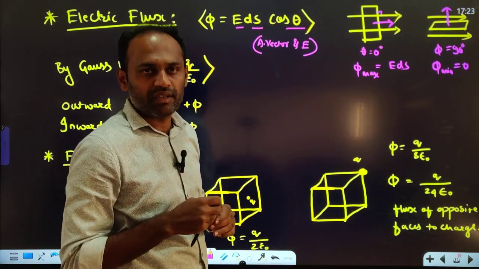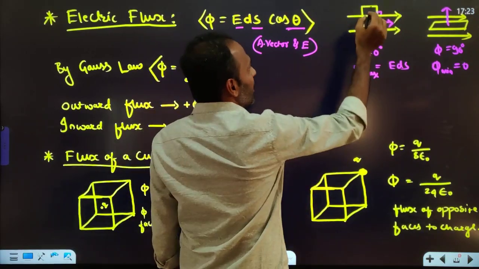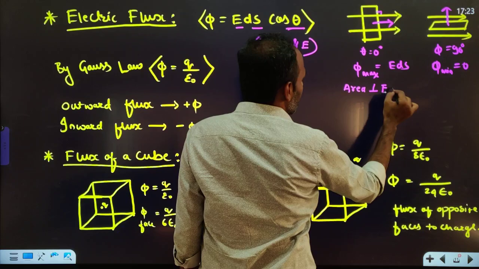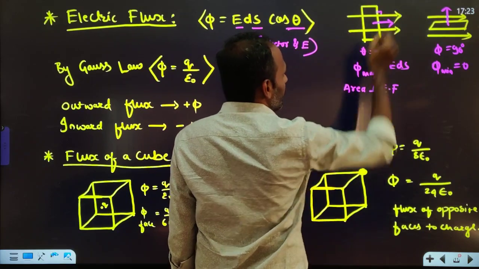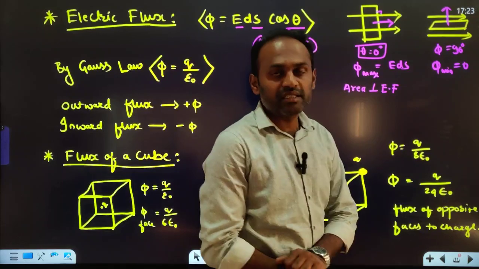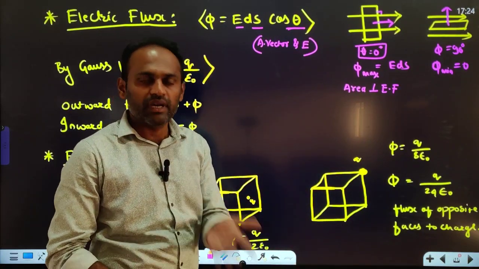That is perpendicular. So here you must take the angle between the area vector and the electric field. When area is perpendicular to electric field, the area vector will be parallel to electric field. So theta is equal to 0 degree. So if the question says area is held perpendicular to electric field, you should not take theta equal to 90. You should take theta equal to 0.